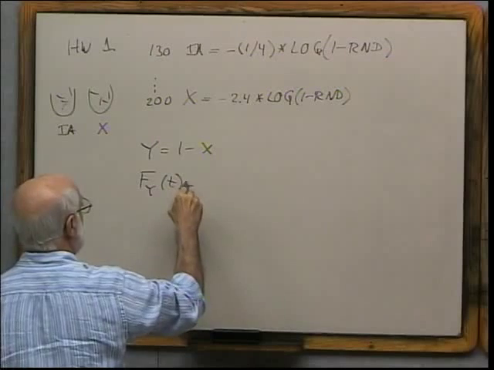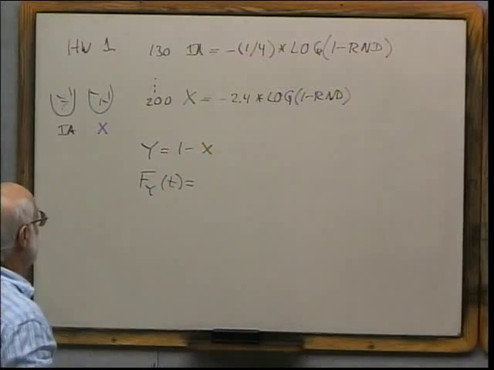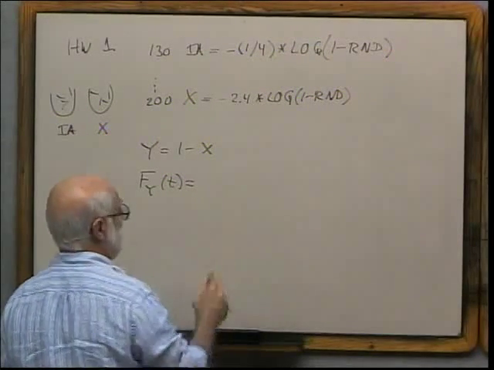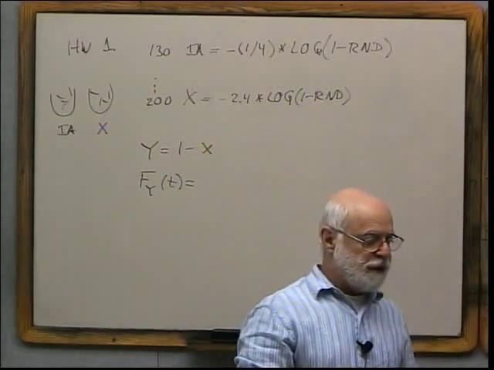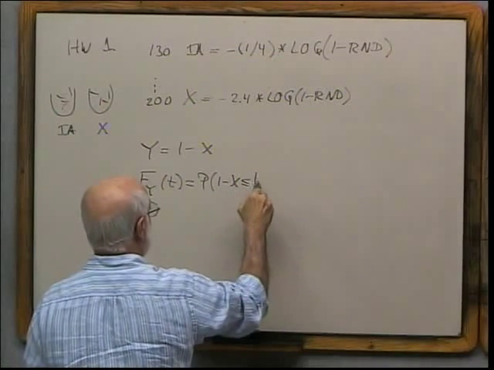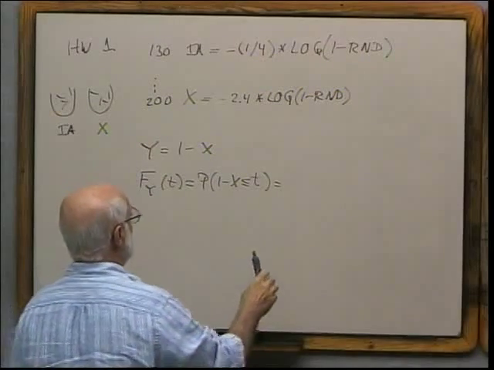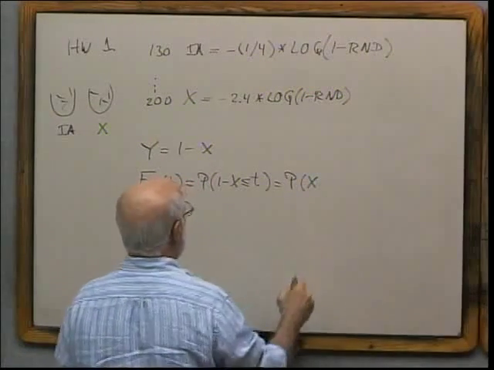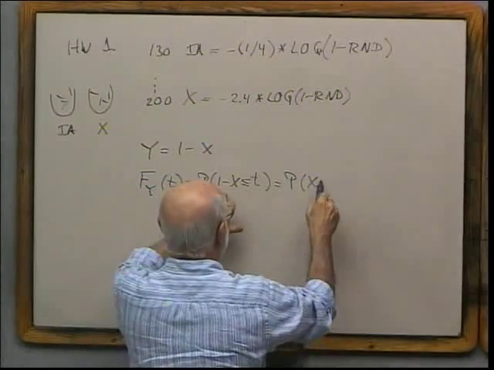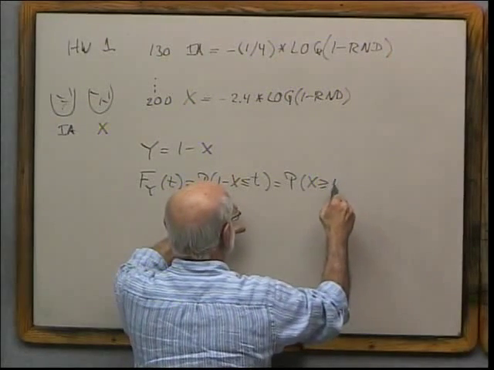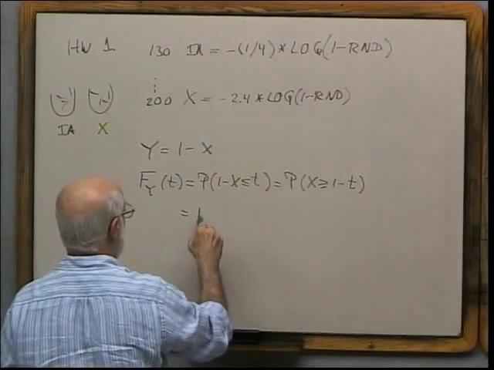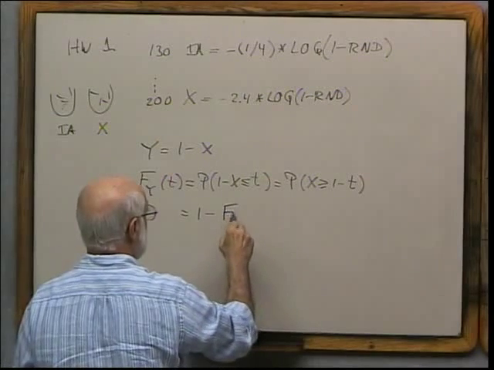So that's the probability that y is less than or equal to t. That's equal to the probability, or the distribution function, let me say it that way. That's equal to the probability that 1 minus x is less than or equal to t. But that's equal to the probability that x is, putting the x on this side and bringing a t over to that side, x is greater than or equal to 1 minus t. But since that's a greater than, that's the same thing as 1 minus the distribution function of x evaluated at 1 minus t.